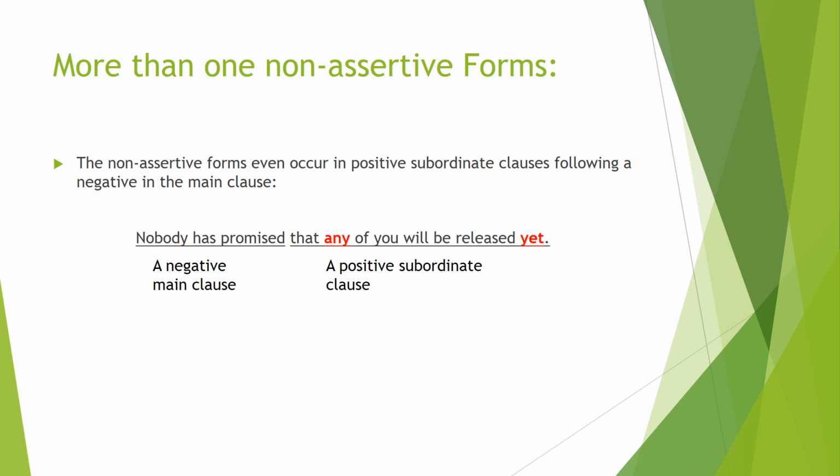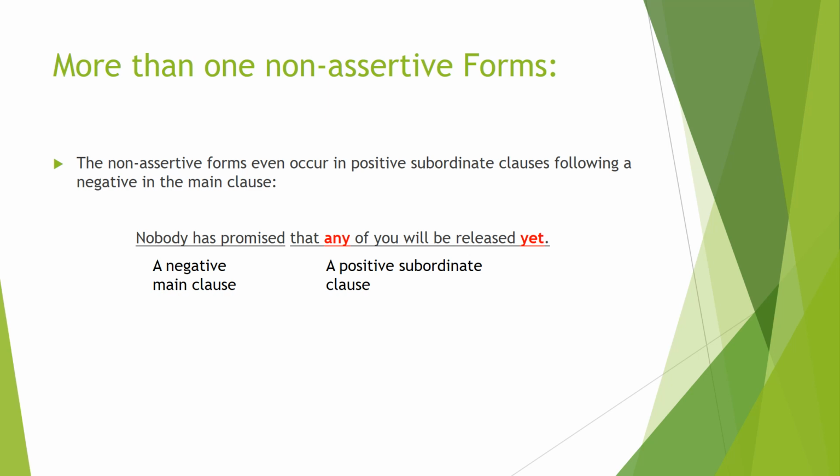Another note related to this point: the non-assertive forms even occur in positive subordinate clauses following a negative in the main clause. Here you are going to see that we have a complex sentence of two clauses, main clause and subordinate clause. The negative word appears in the main clause, while the subordinate clause is positive and does not have not. But still, because of the influence of not at the beginning of the sentence, the non-assertive forms are also used in the subordinate clause.